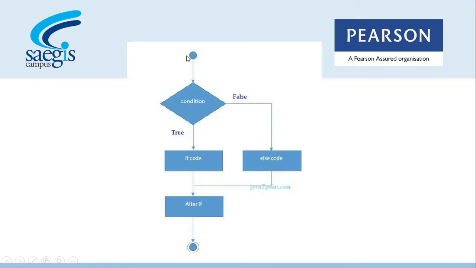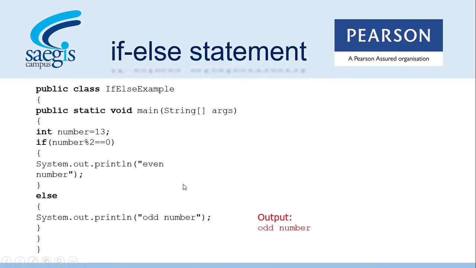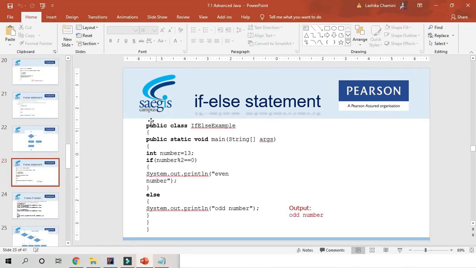So here you can see, at first the program flow goes and checks the condition. If the condition is true, then the program flow goes inside the if block, and it is going to execute the if code. And if the condition is false, then the program flow is going to go inside the else code, and it is going to execute the things inside this else code. So here we have another example. We'll check this one.